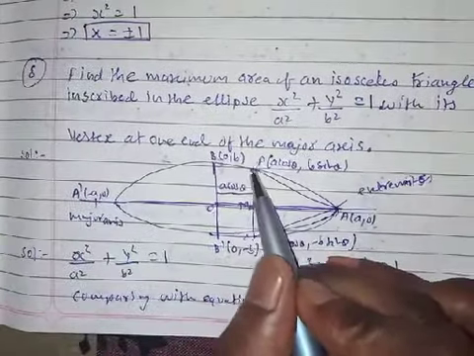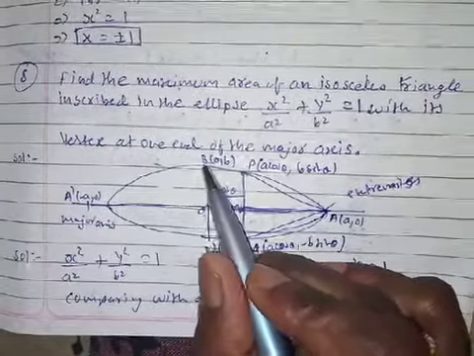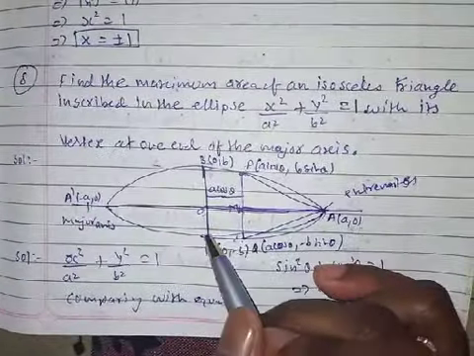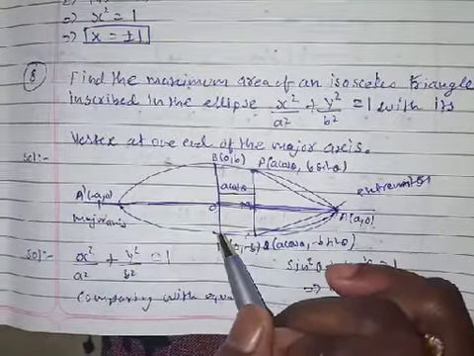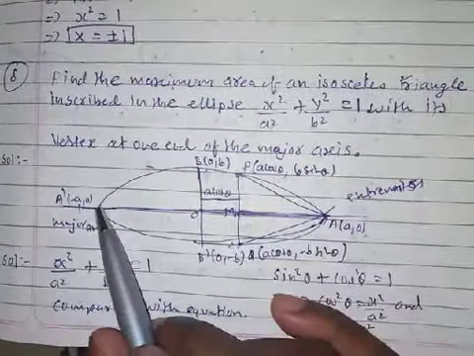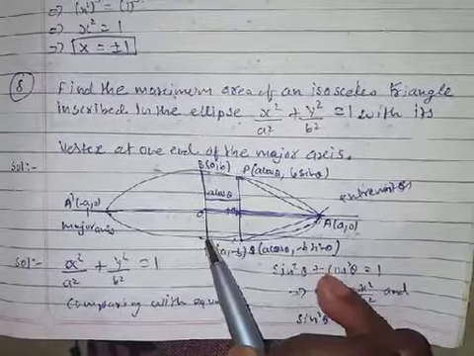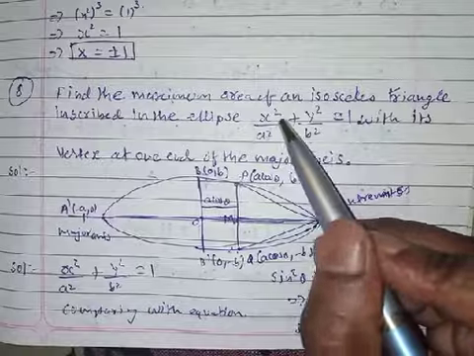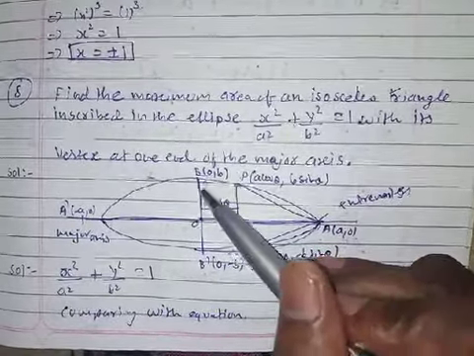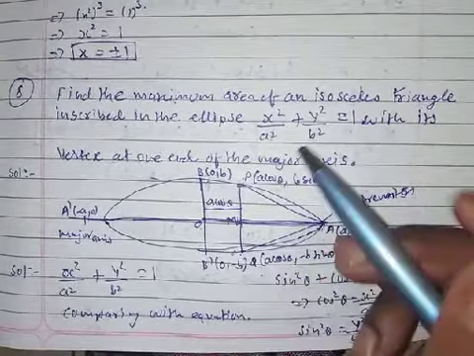Similarly here, what will be on the vertex? It is (0, b), and B dash is (0, minus b). According to the axis, this is the major axis, this is the minor axis. If you take x is equal to 0, then you will get y square is equal to b square. So y is equal to b. So this is b, this is minus b. This is the minor axis. So you got the points.